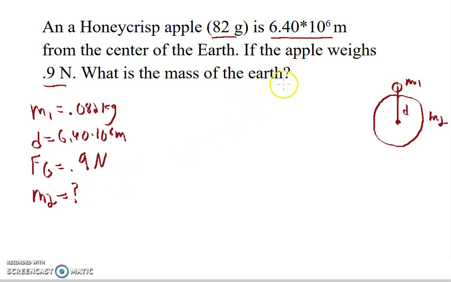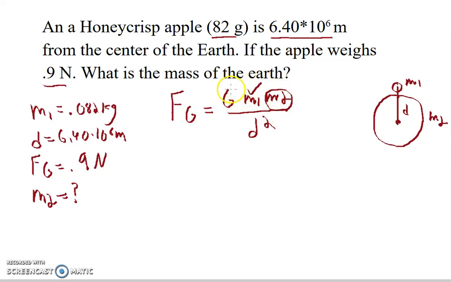So again, how do we relate these? How do we get M2? This part should be fairly obvious. There's really only one equation that's going to tie all these together, and that's universal gravity: G M1 M2 divided by the square of the distance. We're looking for M2, and we do know M1, we do know G, because G is always constant. We do know D, and we do know FG. So if we plug everything in and we're careful, we're going to get out M2.